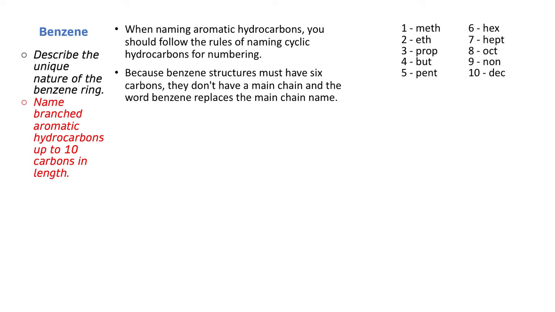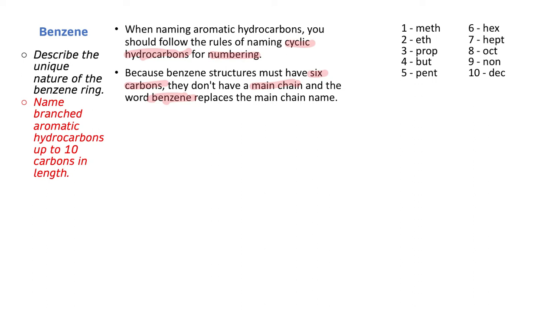Okay, so effectively you go with whatever side group or functional group was there first, and you do not need to number the double bonds because technically there are no double bonds within this benzene, right? And then because they always have 6 carbons, you don't need to have a main chain name, and you just replace the word with benzene because main chain names are for things of different lengths, and benzene's only going to have one length.